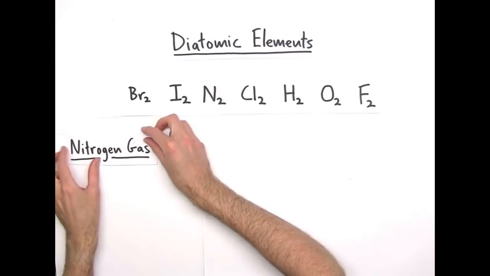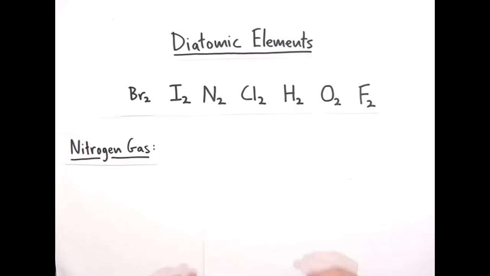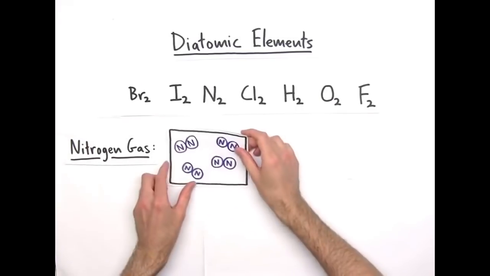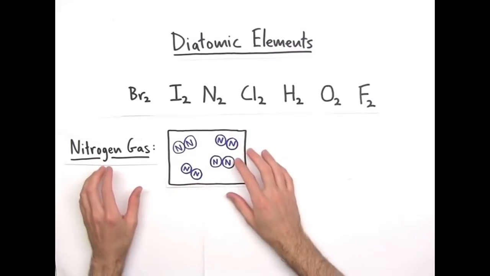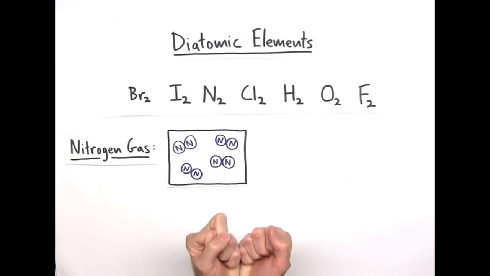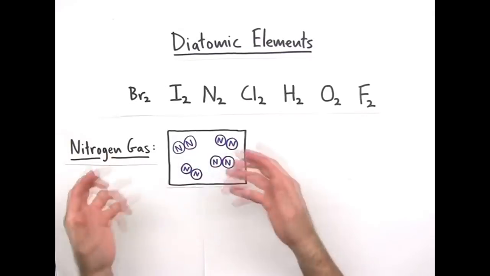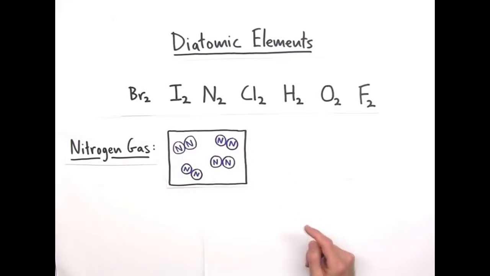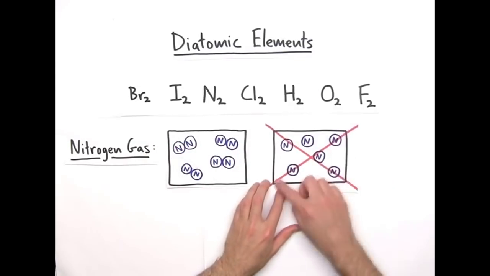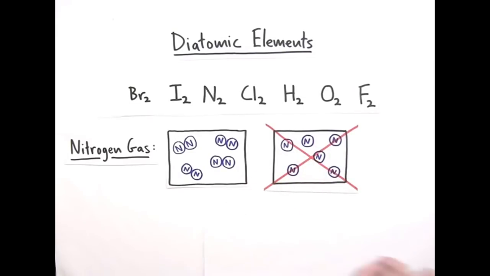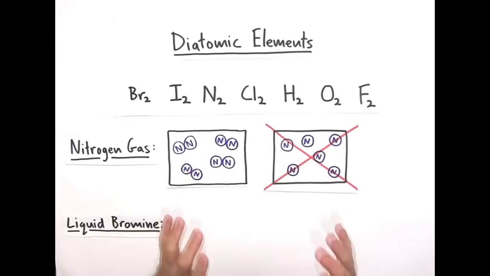Let me show you what I mean. Let's take nitrogen gas. Nitrogen gas is made of only nitrogen. If we took a little sample of nitrogen gas and zoomed in zillions of times to see the atoms that make it up, we'd see that the atoms are connected together in pairs of 2. This is what the atoms in nitrogen gas look like. We've got only nitrogen here, and the nitrogen atoms are paired up. We would not see something like this, where the nitrogen atoms are floating around individually.